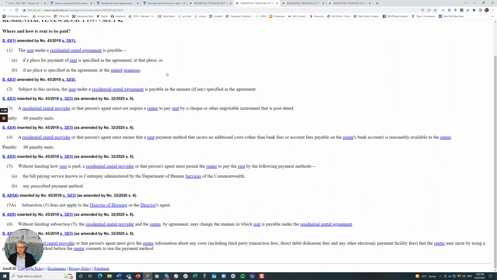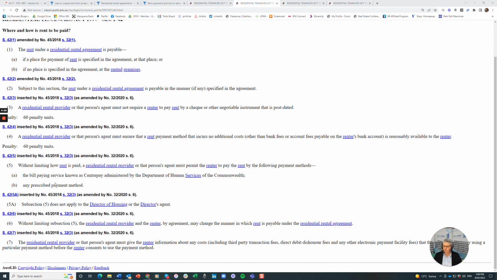Place needs to be specified. If it's a bank, put the bank. If it's a trust account, make sure you're writing the full trust account details into the rental agreement. If it's BPay, then write all of that. So we've got penalty units here, penalty units there. Really, really important that you've got really clearly articulated what the rental payment is.